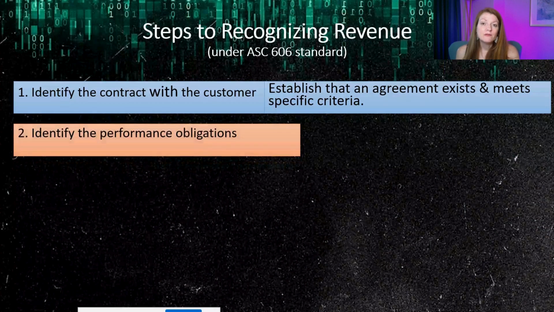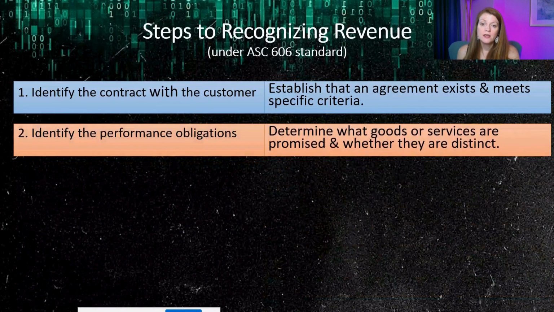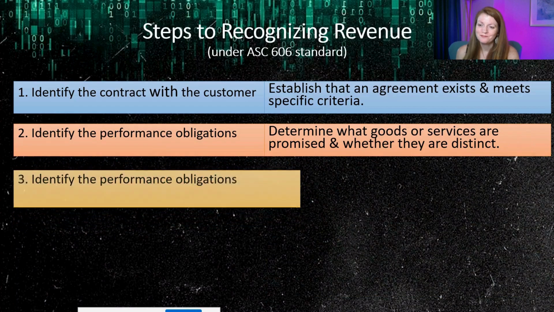Then we want to identify performance obligations. So we determine what goods or services are promised and whether they are distinct. So is it that a customer walks up to the register and they say, I want to buy this pair of shoes? Or is it that there's a construction contract that we have this whole agreement and we have to make sure we make it very clear what we are supposed to deliver as the contractors to the customer? So that can get pretty complicated depending on what it is.